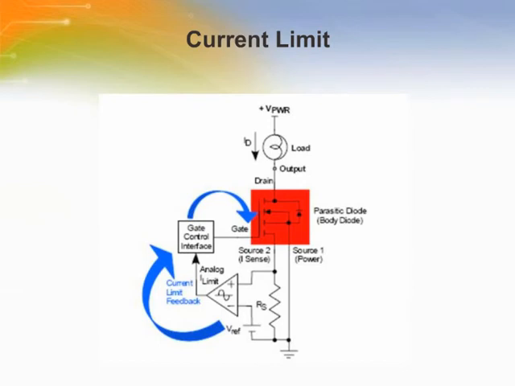A frequently used approach to output current limiting is to add a second source terminal to the N-channel MOSFET switch. The output current limit protection circuit limits the switch's output current to safe operating levels.